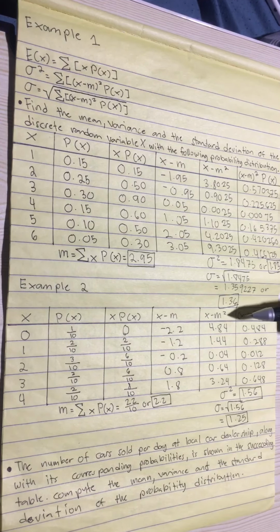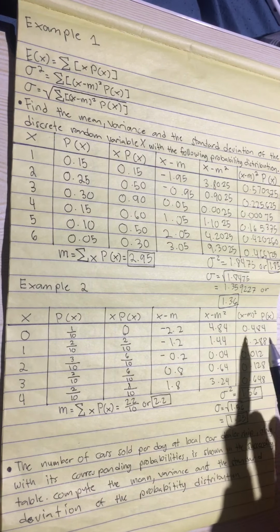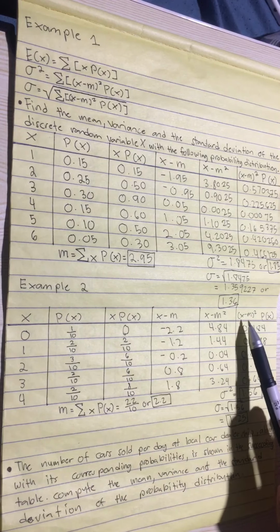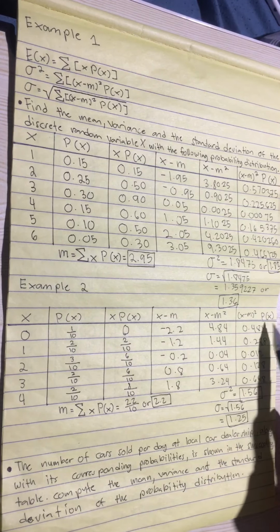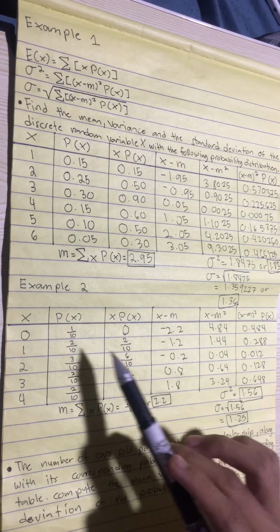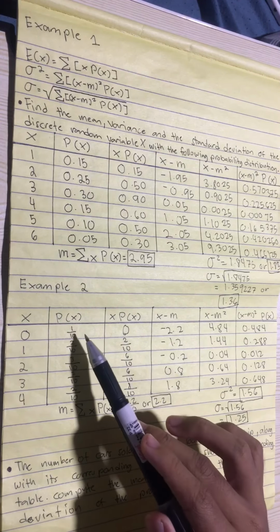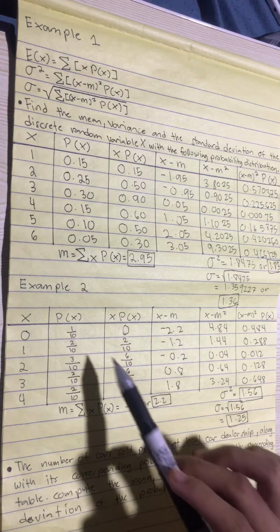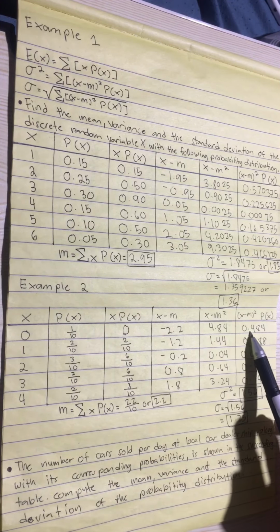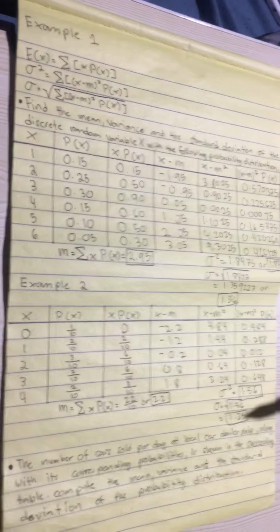After getting the squared value of this column, you can now proceed by multiplying it to the p of x. So x minus mean squared times the p of x. So 4.84 times 1/10 is equals to 0.484, so on and so forth.